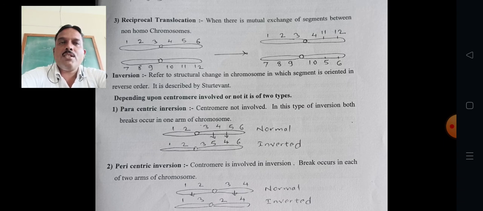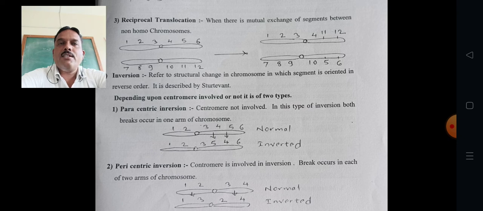So how may this inversion occur? It will be 3, 5, 4, 6, meaning the segment occurs in reverse order. So instead of 3, 4, 5, 6, it may occur as 3, 5, 4, 6. That is the inversion. Here the centromere is not involved, so it is called a paracentric inversion.